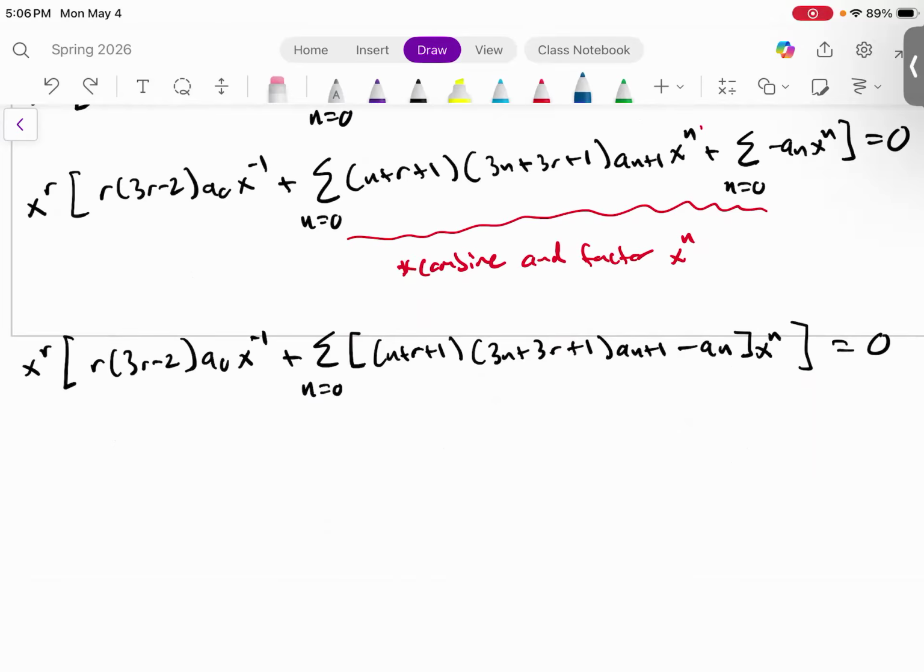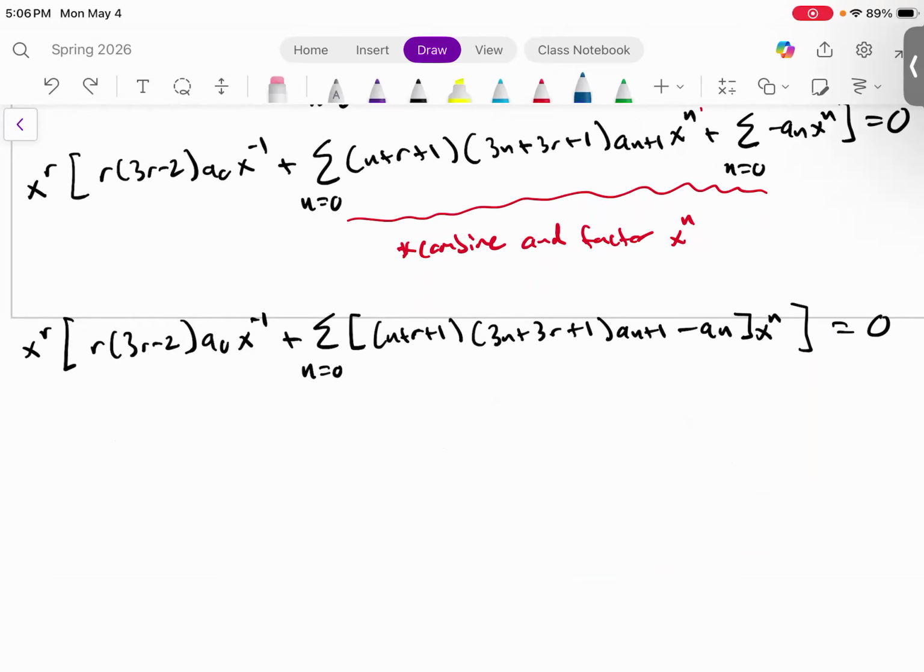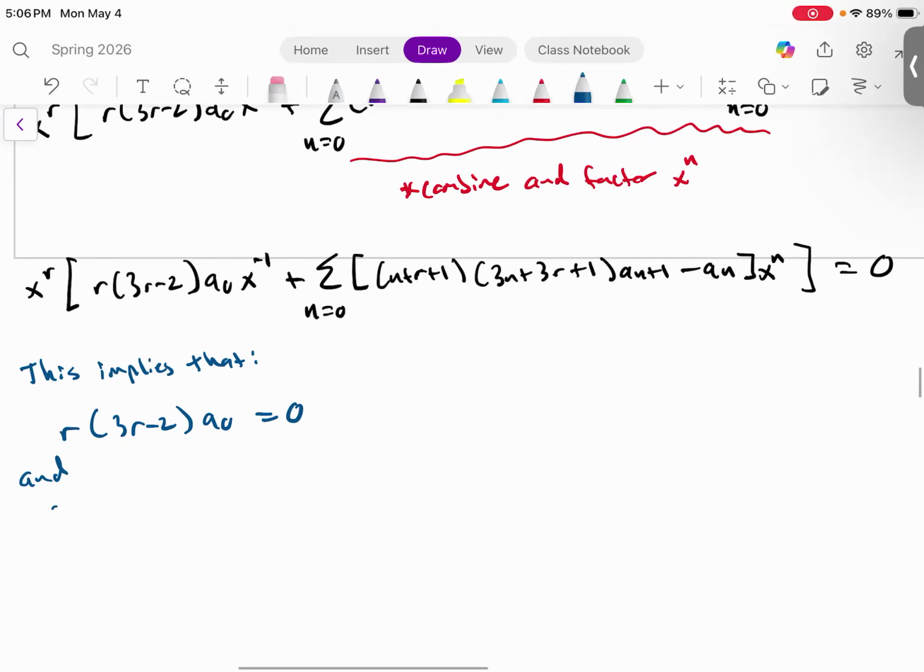this implies, right, that all these things equal 0, right? x to the r times all of these terms equals 0. This implies that r times 3r minus 2, a naught equals 0, and n plus r plus 1 times 3n plus 3r plus 1 times a sub n plus 1 minus a sub n equals 0.